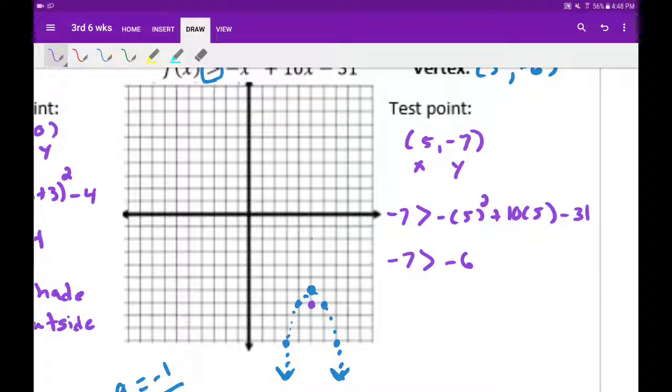Is -7 greater than -6? It is not. This is also a false answer. Okay, so we need to shade outside of the parabola. All right, put some shade on there, so this will be all on the outside of the parabola. Of course, I could shade the whole grid, but there's no point. All right, so everything outside of there is a solution, but not the parabola itself. It is dotted.